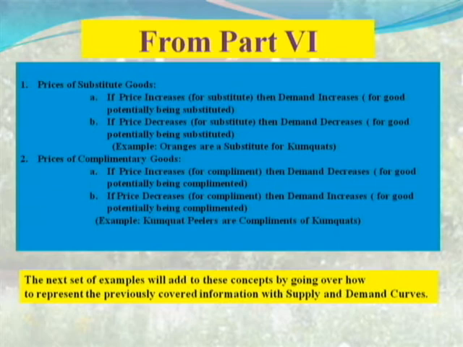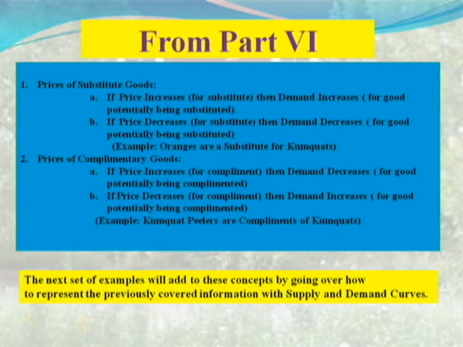Prices of substitute goods. If price increases for the substitute, then demand increases for the good potentially being substituted. If the price decreases for the substitute, then demand decreases for the good potentially being substituted. An example would be oranges are a substitute for kumquats.